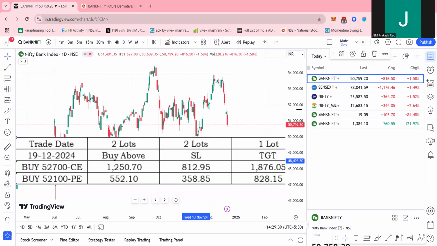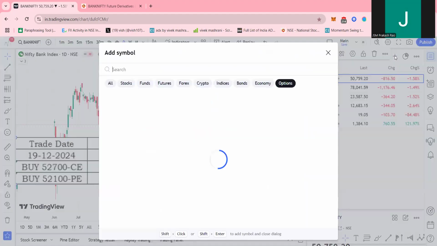So he told me, if the 52,700 call moves above 1,250, what is my entry? I say buy above, meaning if the price crosses above 1,250, only then I will enter. If it doesn't cross, I will not enter. No trade, we will just avoid. And the 52,100 put, if it crosses 552, we will trade. So on that day, 19 December, right? Okay.